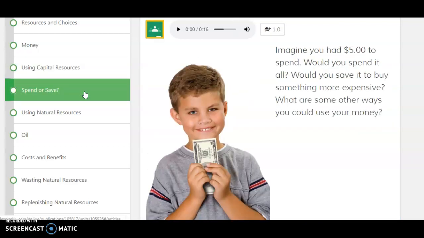Imagine that you had $5 to spend. Would you spend it all? Would you save it and buy something more expensive? What are some other ways that you could use your money?